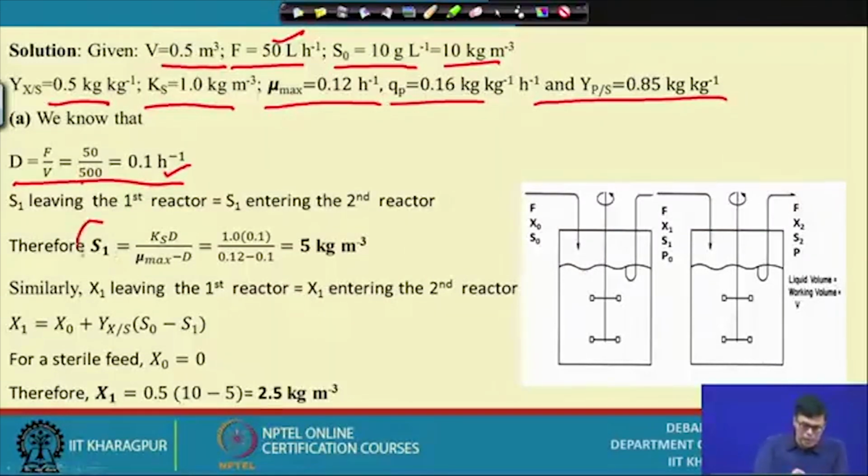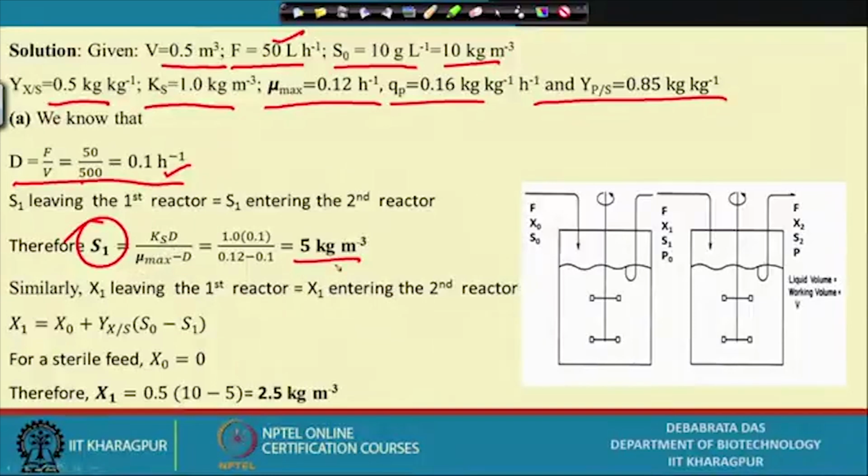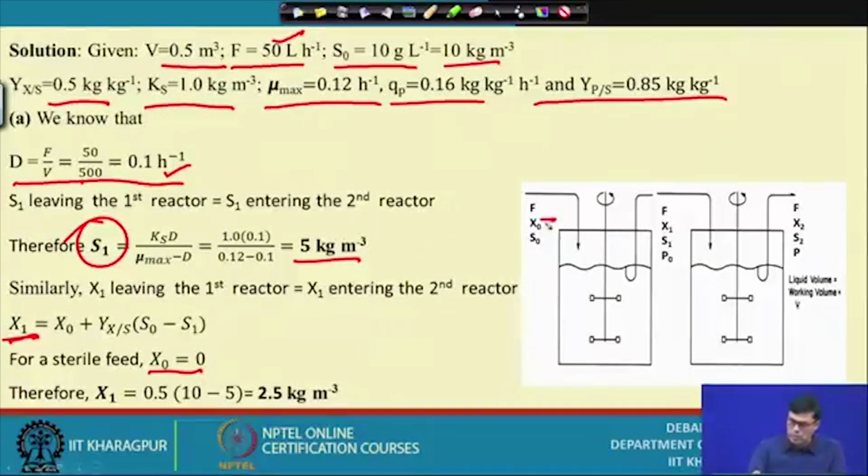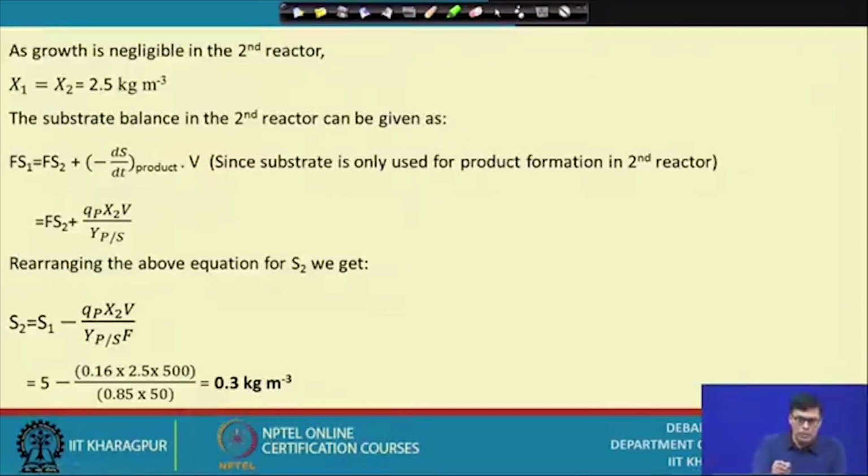From that we can easily find out the S1 value. S1 is equal to Ks into D divided by mu max minus D. So, this is 5 kg per cubic meter. Similarly, we can find out the cell mass concentration if we assume x0 equal to 0. Then we can find out the x1 value. It is coming about 2.5 kg per cubic meter. Now, in the second reactor, it is assumed that there is no cell growth. I can write x1 equal to x2, that is 2.5 kg per cubic meter.